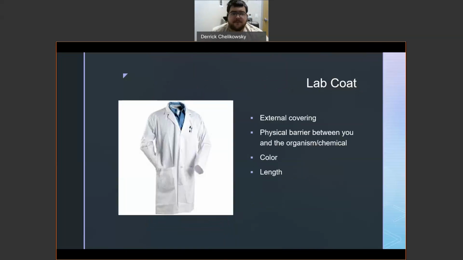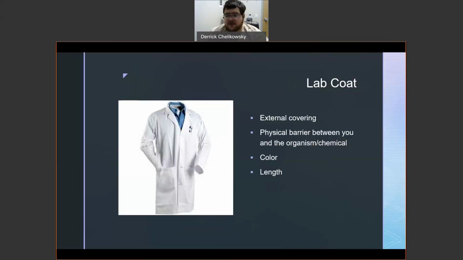Let's start with your lab coat. Your lab coat is an external covering. It is a physical barrier between the chemical or the organism and you. Color isn't really that important. I have two navy blue lab coats, mostly because I like navy blue. Most of the lab coats you're going to get are going to be white. The reason you want white lab coats, usually, is because when it's over you, you're able to determine exactly what was spilled on you if it has a color.